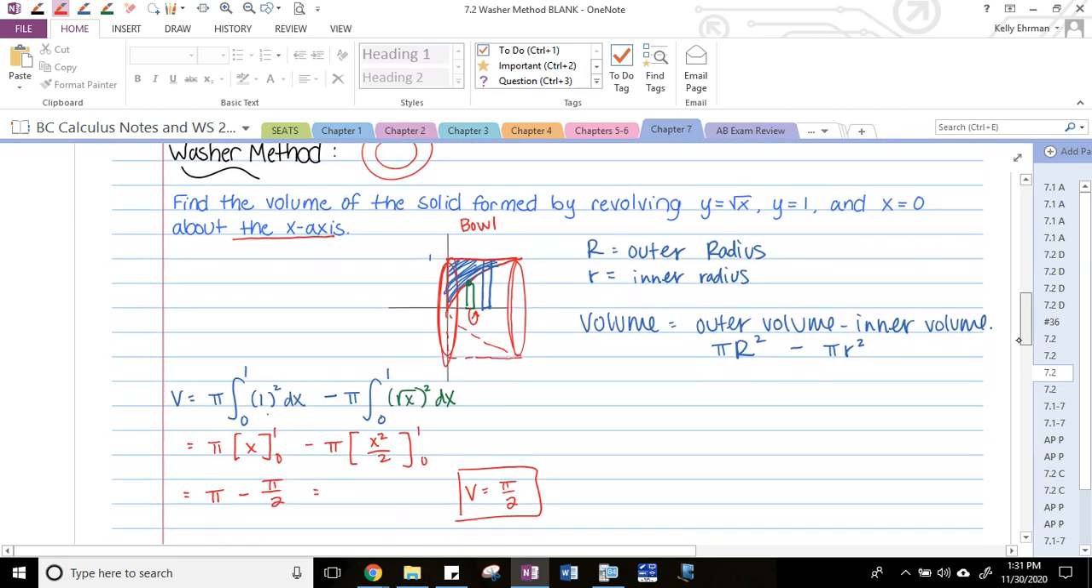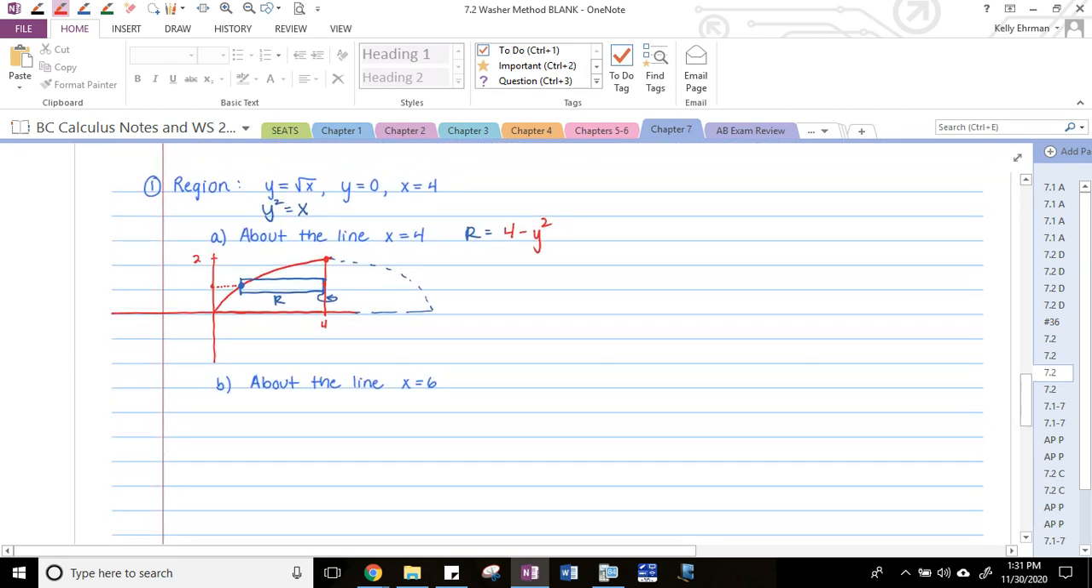All right. So there's capital R, and then the volume is going to be pi times the integral. We're in terms of y now, because we're going sideways. So 0 to 2 of 4 minus y squared dy.